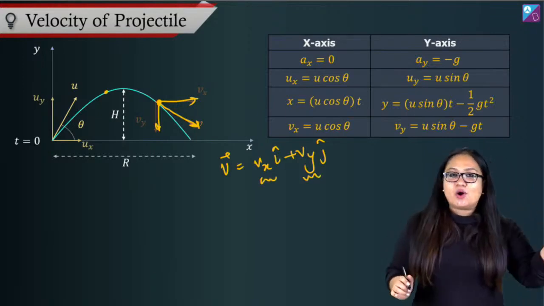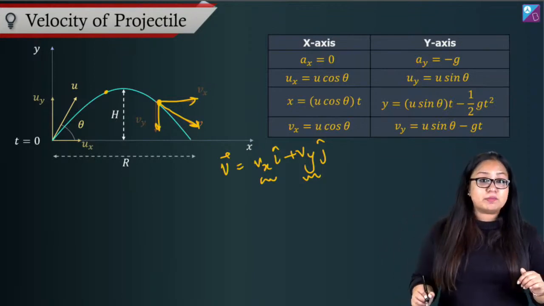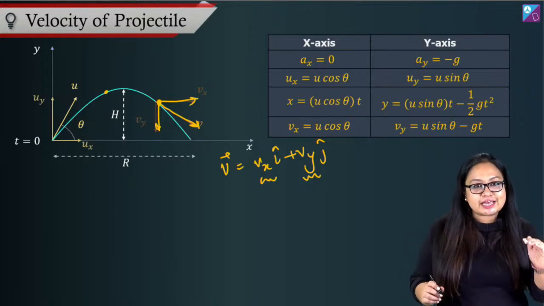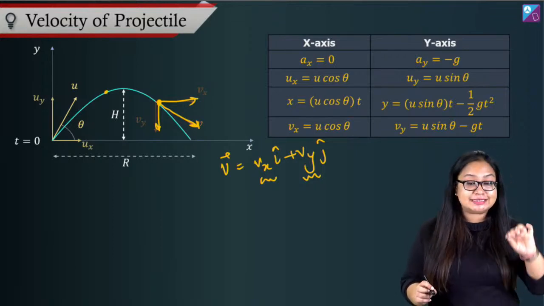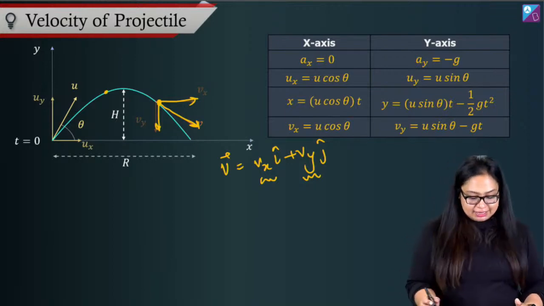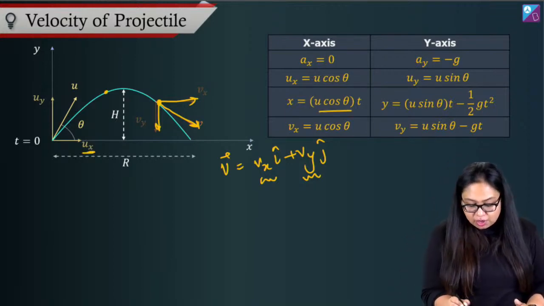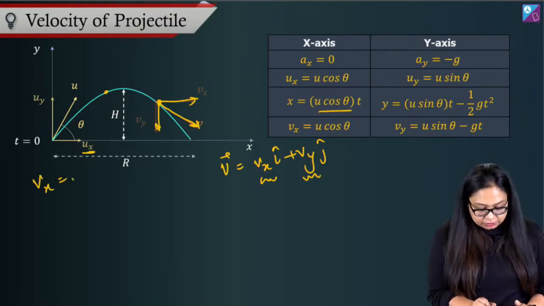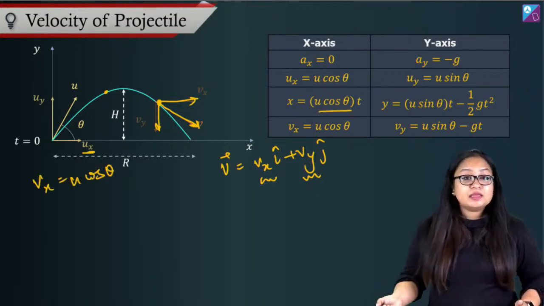So in horizontal direction, if I talk about x component, it's a uniform motion, right? So in horizontal direction, if it is a uniform motion, then uniform velocity is not going to change in horizontal direction. That means ux, which is u cos theta, is vx as well, right? So I can say that vx is equal to u cos theta. All right.